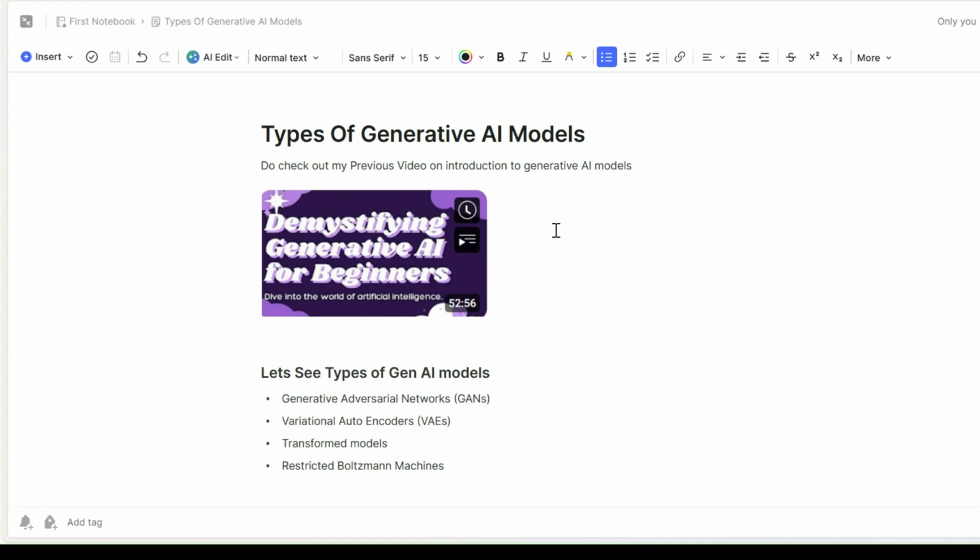So let's see what are the types of Gen AI models. There are different types of generative AI models, each with its unique capabilities and applications. To keep it simple, we have summarized them into four types. One is generative adversarial networks, then variational autoencoders, then transformer models, and restricted Boltzmann machines. Now let's look at each of these, and how they work in brief.